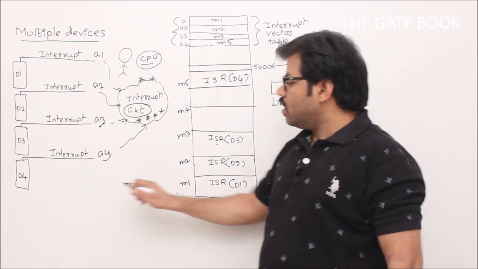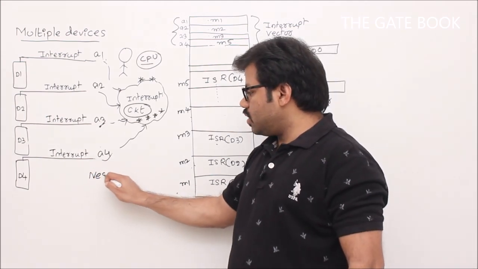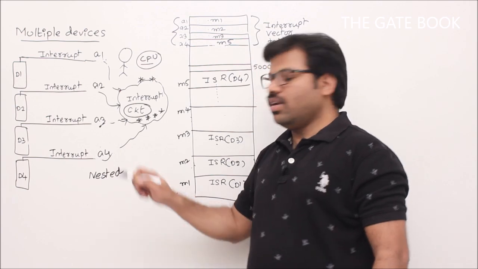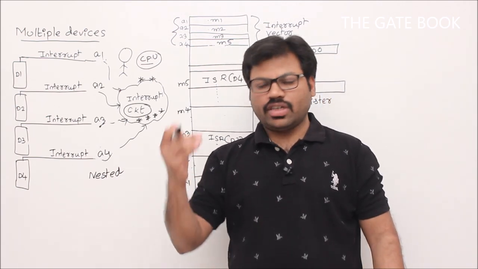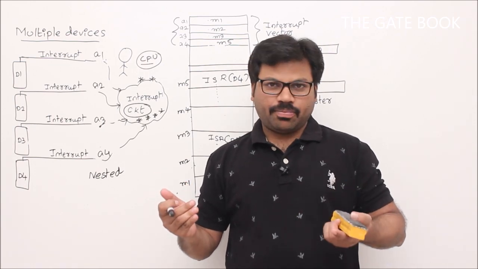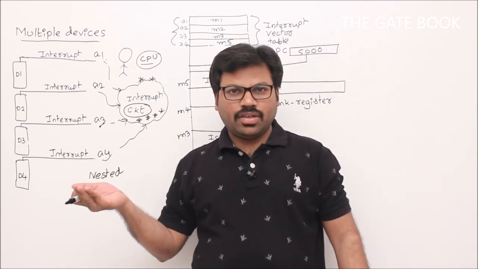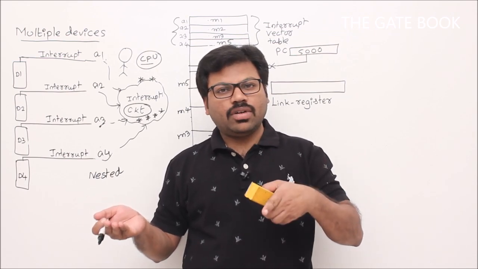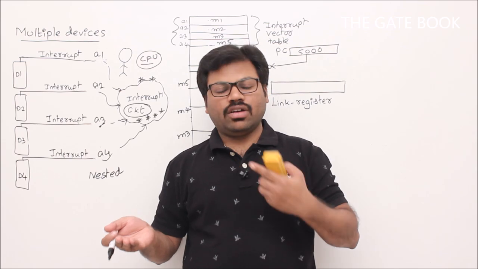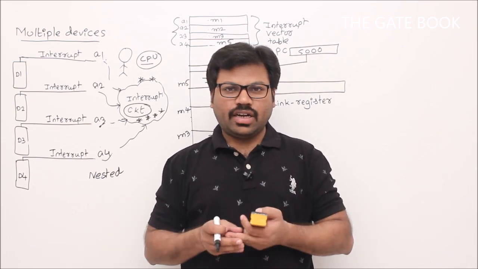One is how to have nested interrupts. What is a nested interrupt? Example, let's say when you are executing a program, that means your processor is executing a program, suddenly an interrupt came. While executing that interrupt, one more interrupt came. Should we service the new interrupt? Otherwise, we should not allow, right? There are two cases, correct?